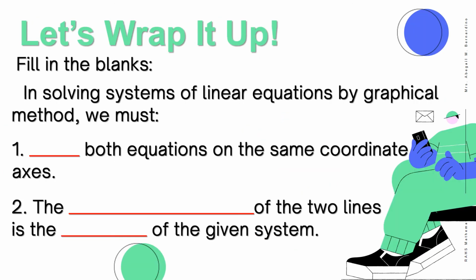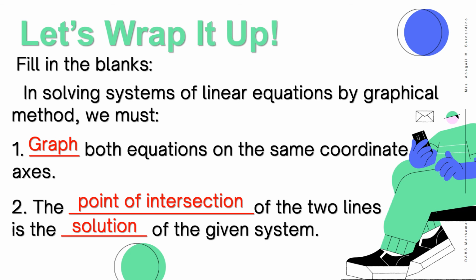Let's wrap it up. Fill in the blanks. In solving system of linear equations by graphical method, we must: Number 1. Blank both equations on the same coordinate axis. Correct. The answer is graph. How about the second one? The blank of the two lines is the blank of the given system. Very good. The first blank is point of intersection. And the second one is solution. You fully understand our lesson.